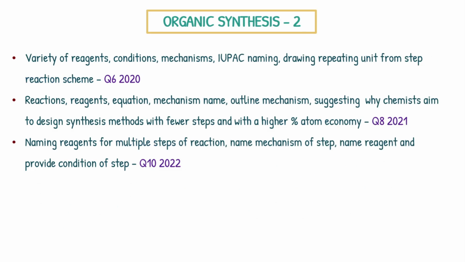What do we have here? Part 2 of this. A variety of reagents, conditions, mechanisms, IUPAC naming, drawing repeating units from multiple steps of a reaction scheme. Okay, so the reason I didn't highlight everything here, but yeah, it's just a variety of everything chucked in. Just realize you do have to learn every single reagent, condition, mechanism, reaction, all that sort of stuff, right? A lot of catalysts involved as well, so just keep that in mind.